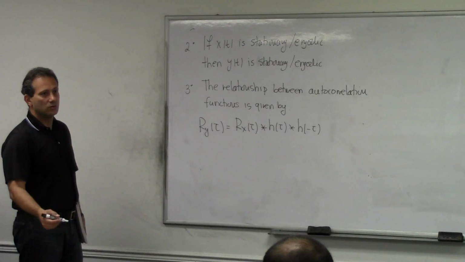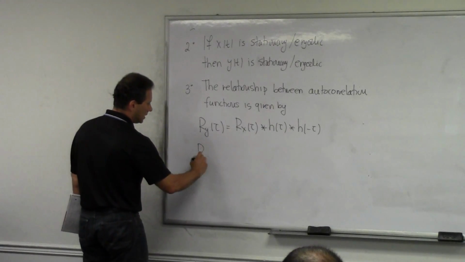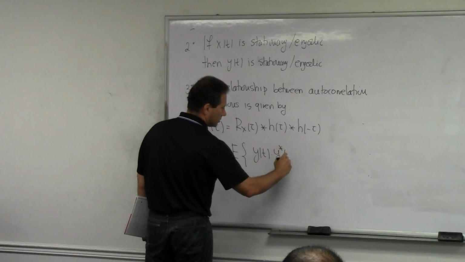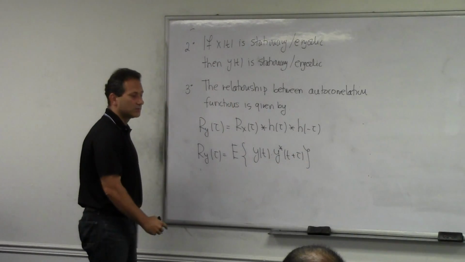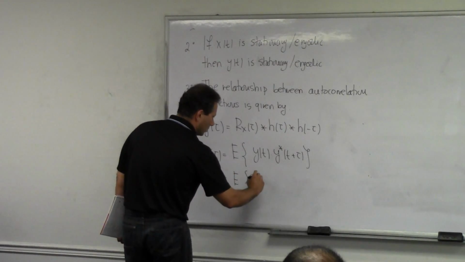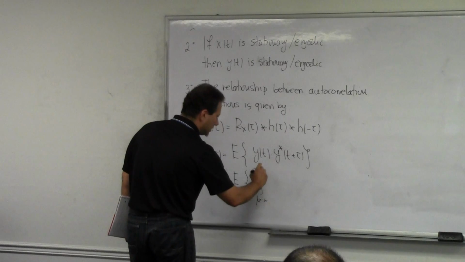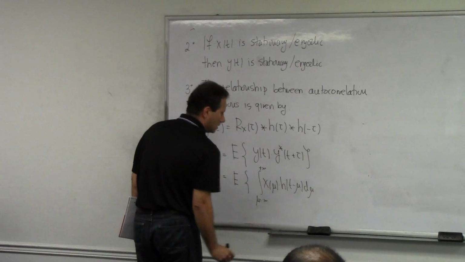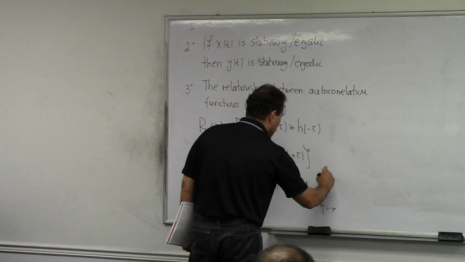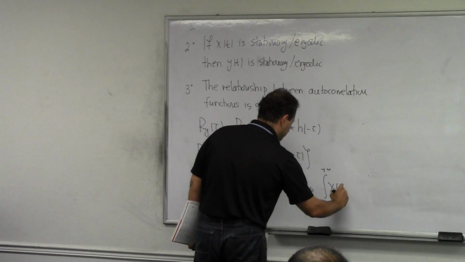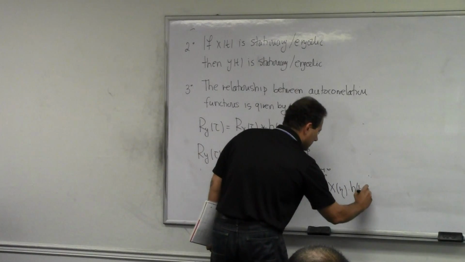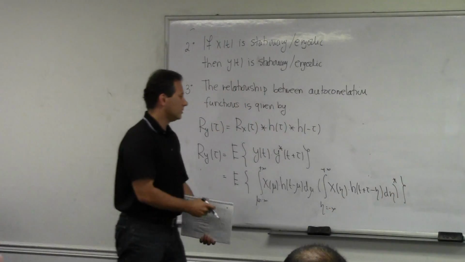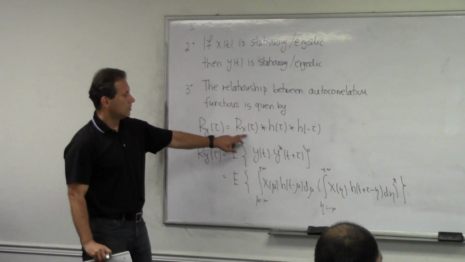It's actually relatively easy to derive. Let me just tell you how one would do that. You would say Ry of tau is equal to the expected value of y of t times y complex conjugate of t plus tau. And then you would replace this y of t with a convolution. So this becomes the expected value of the integral, let's say when mu goes from minus infinity to plus infinity, h of mu, x of t minus mu, d mu, and then times the integral when nu goes from minus infinity to plus infinity, x of nu times h of t plus tau minus nu d nu, and then complex conjugate this. And then from here you change the order of integration, and in a couple of steps you can actually demonstrate that this holds, right?